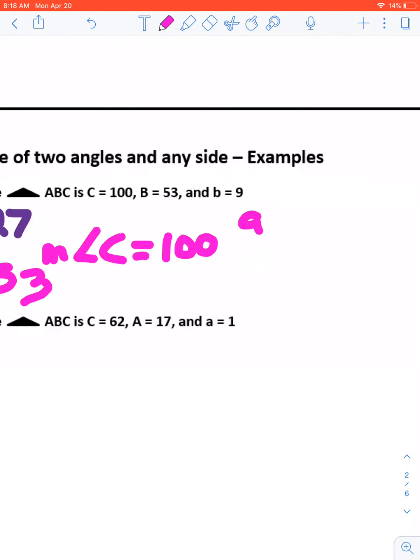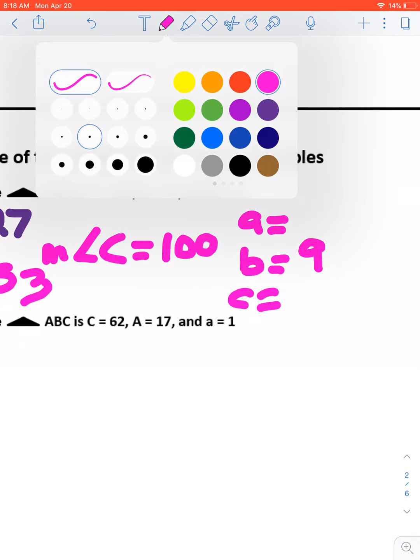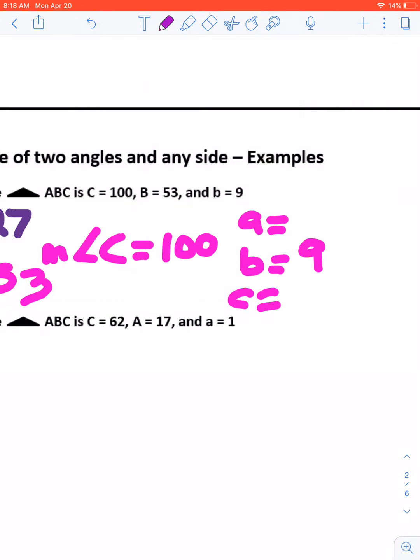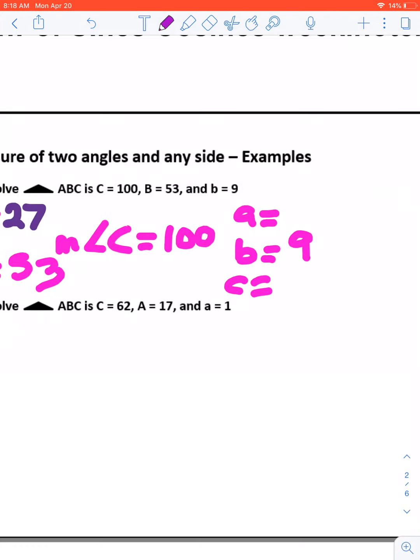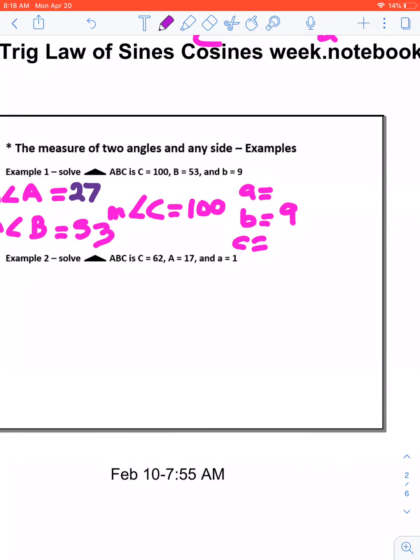I need to know side A, side B, and I need to find side C. And the only thing they gave me was side B. And I can't use the Pythagorean theorem here because I don't have a right triangle. So now I need to use law of sines. And the only pair that I have there is I have B.